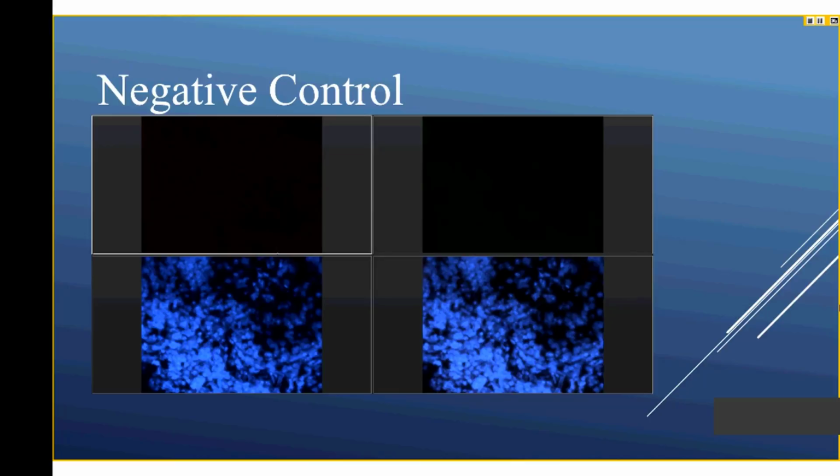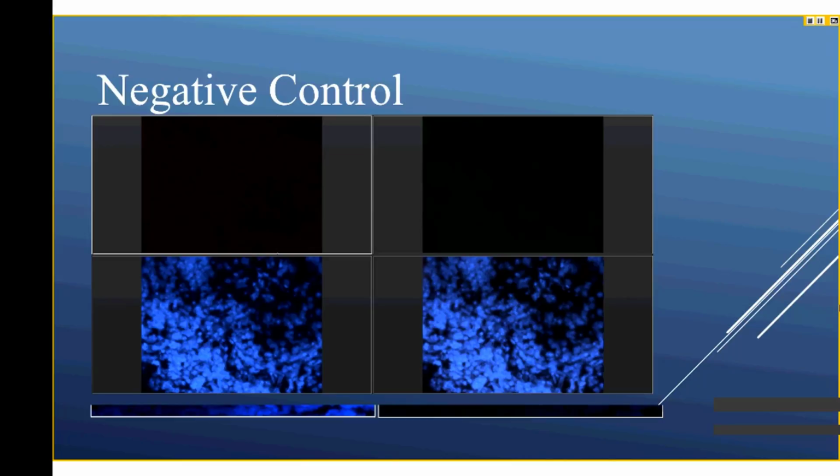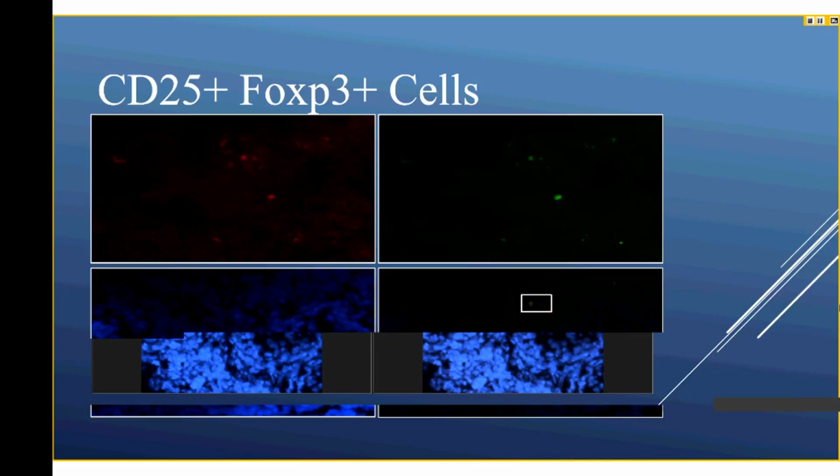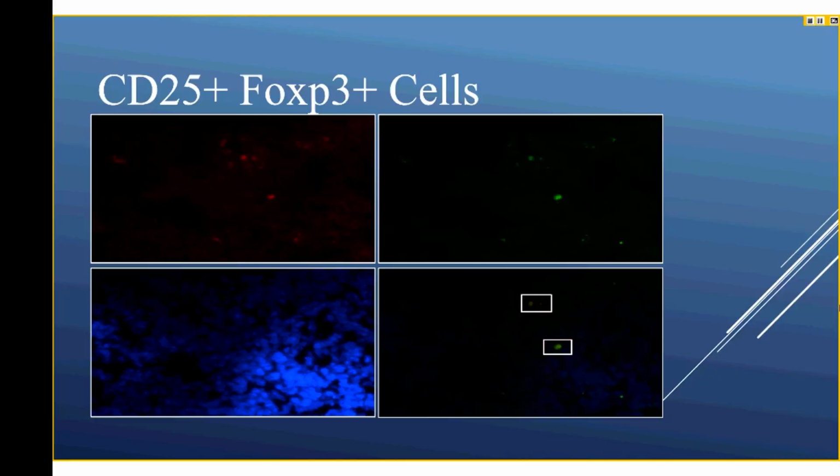The reason why we performed negative controls is to make sure that the antibodies that we applied were what was causing the T-reg cells to fluoresce. And this right here is a positive control tissue sample. The other important thing to mention is red fluorescence indicating the presence of CD25, which is a transmembrane protein.